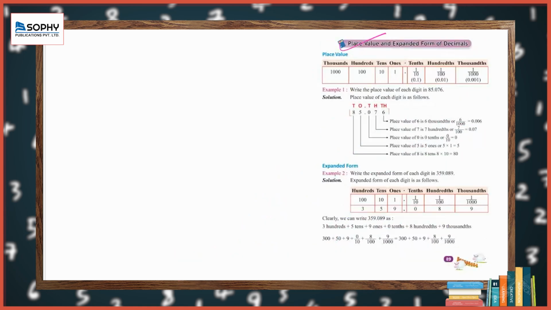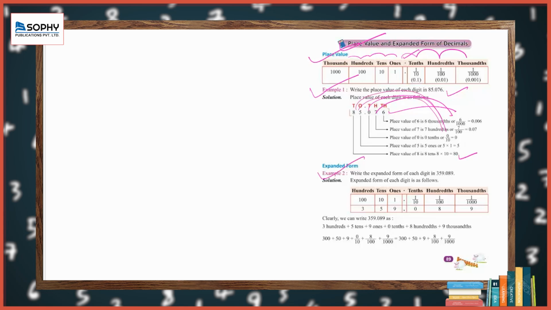Now let's look at the place value and expanded form of decimals. Let's look at the place value. Here is the place value chart, students. Here are the ones, tens, hundreds, thousands, tenths, hundredths and thousandths. In example number 1, we have to write the place value for each digit, students. So it will be 6 by 100, 7 by 100, 0 by 10, 5 into 1 and 8 into 10, that is 80.